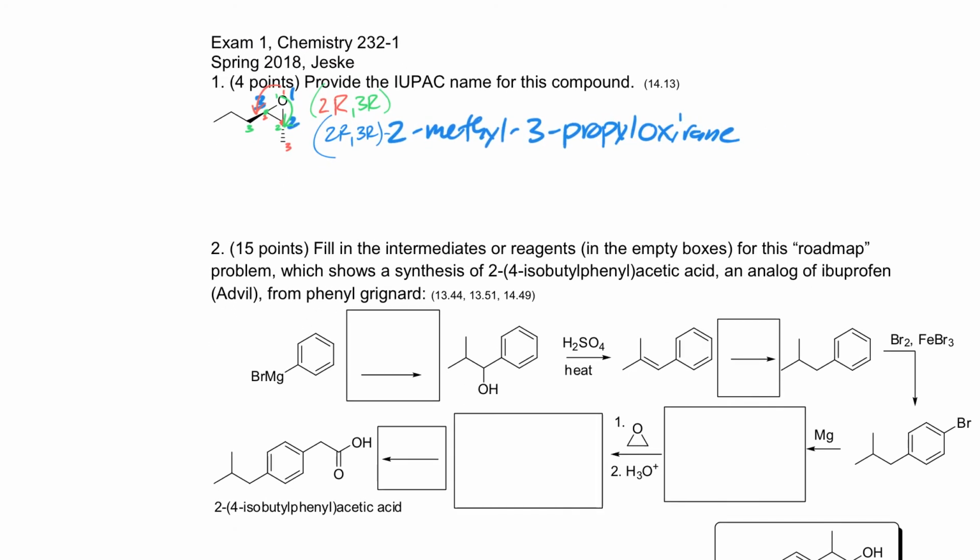We could also name it as a substituent on the long parent chain. So I'm going to erase these numbers here, and we'll come up with some new ones. So the parent chain is 6 carbons long. I'm going to start numbering the parent chain nearest the epoxide. So I have hexane as my parent chain, and I have 2,3-epoxy hexane.